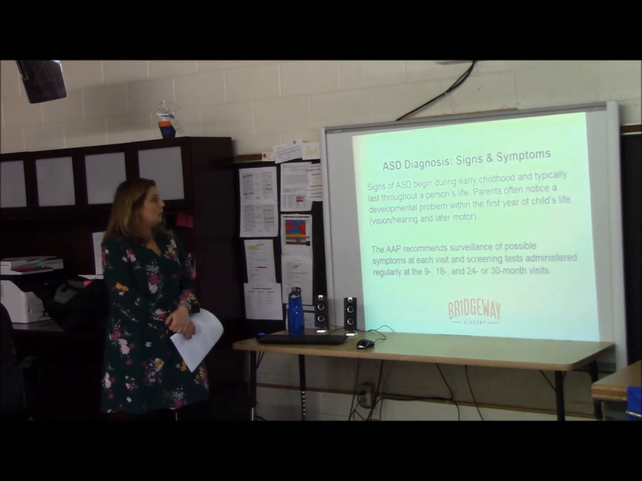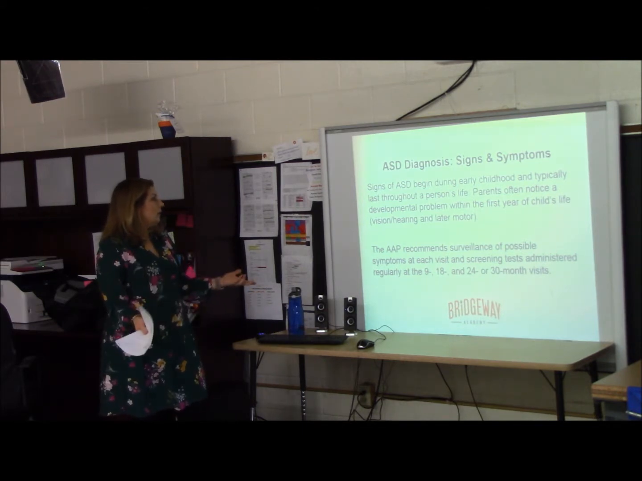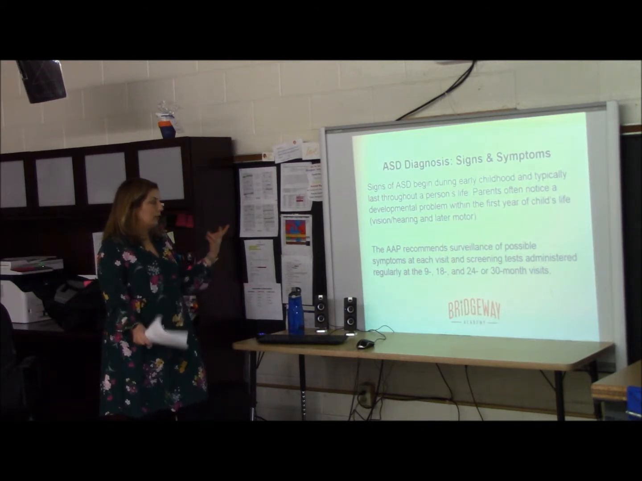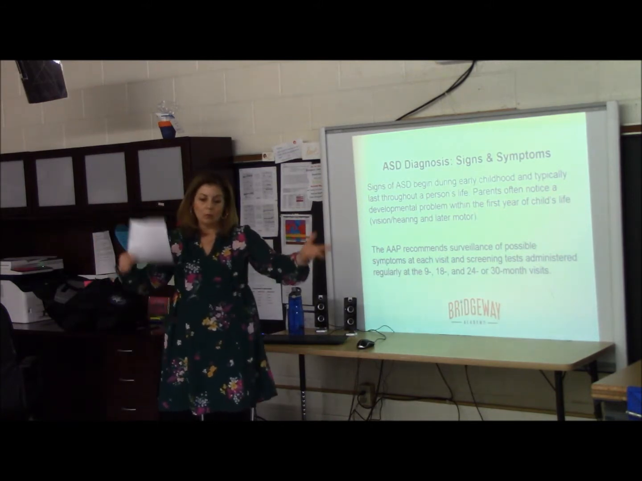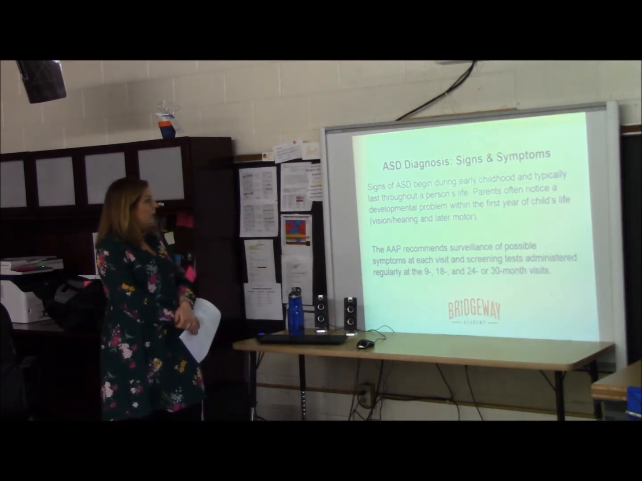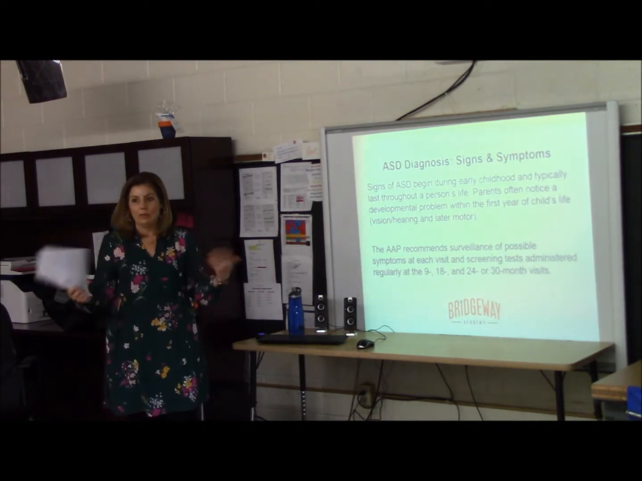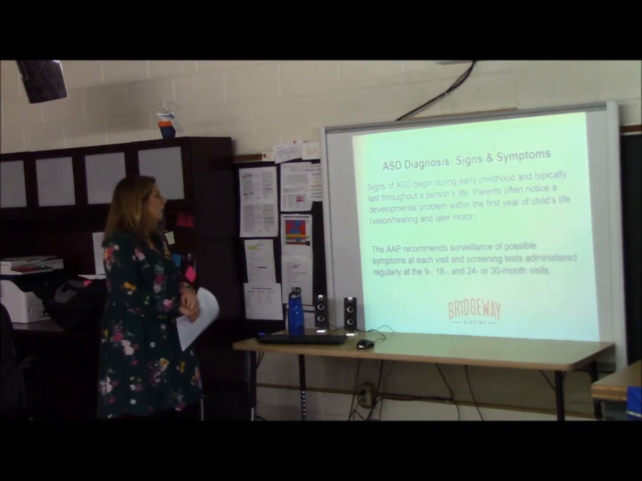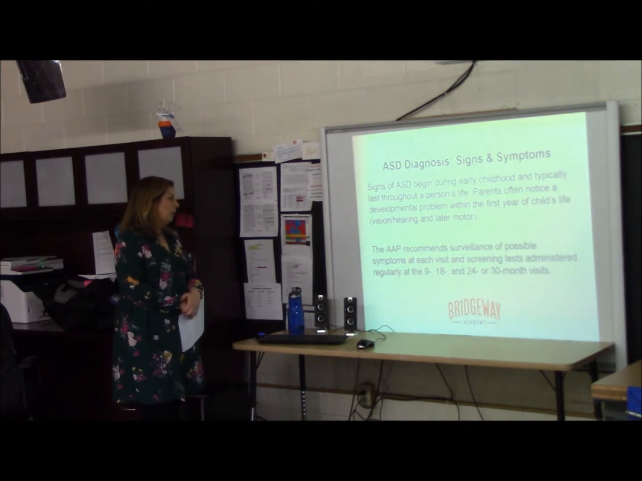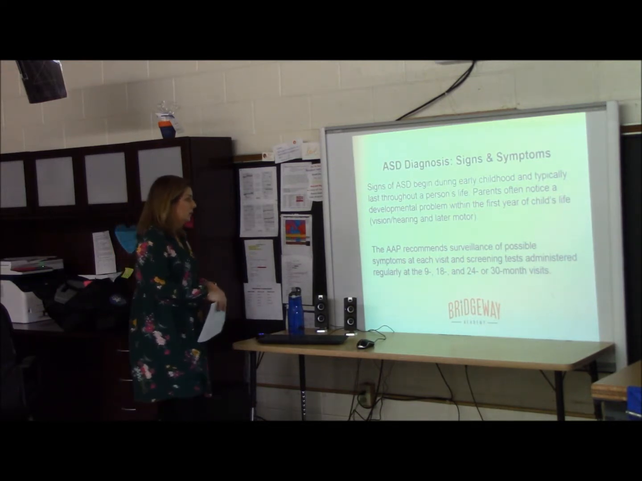So the signs begin in early childhood and typically last throughout a person's lifetime, although things can wax and wane depending on what's going on. And as I mentioned, parents often notice that something's not quite right. It may not be, oh, I think my child has autism, but it's something developmental. So the screenings they recommend are at the 9, 18, 24, and 24 to 30-month visits.